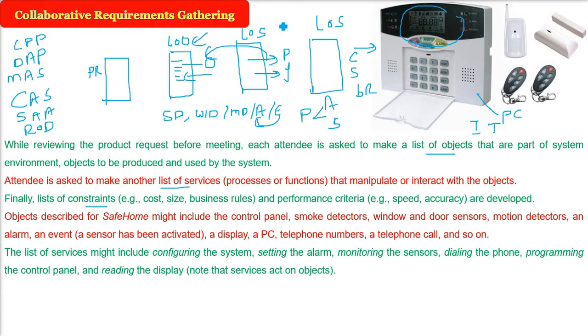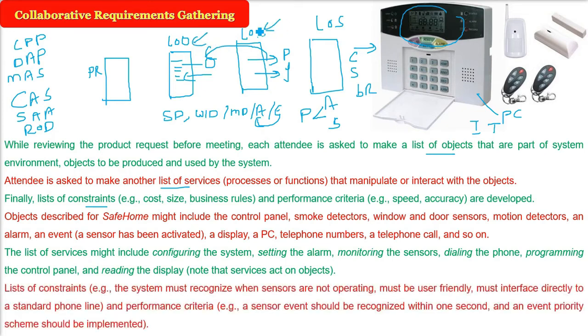Now the objects are there. Now the services are there. Now the third list will consist of the constraints. So what can this consist of? For example, when some sensors are not working. If the sensors are not working, this is the constraint. What should the system do? It should be user friendly, and it could directly call the phone line like 911 and 100.